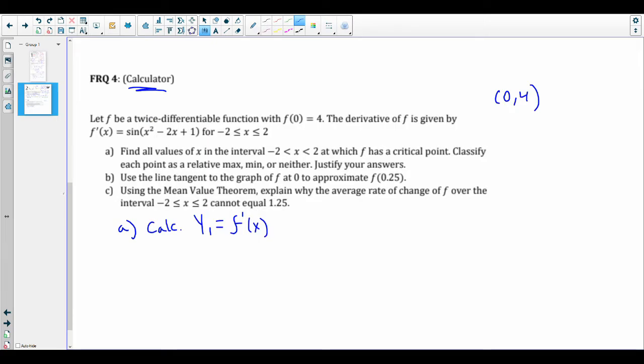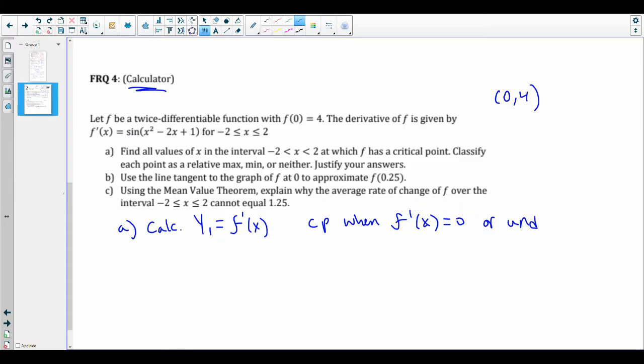Okay, so we need to know where this has a critical point. When we're looking for critical points, we're looking for where the derivative is 0 or undefined. Now, in the interval from -2 to 2, we shouldn't have anywhere where the derivative is undefined. It's a trig function. You can plug whatever you want into sine. So we're just looking for wherever this is 0.